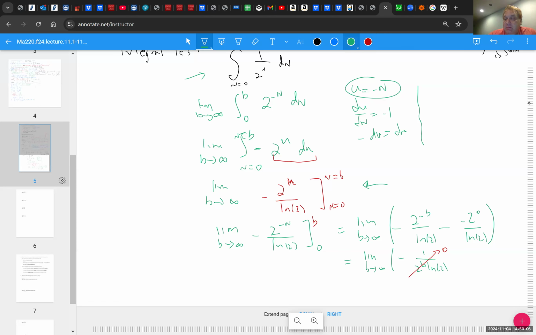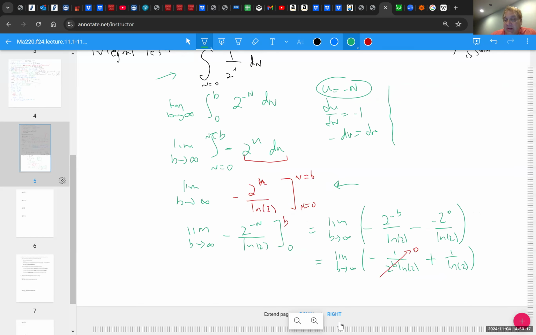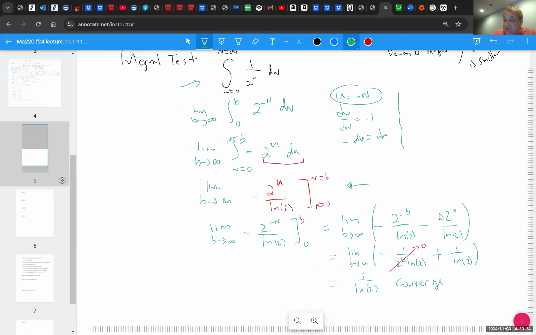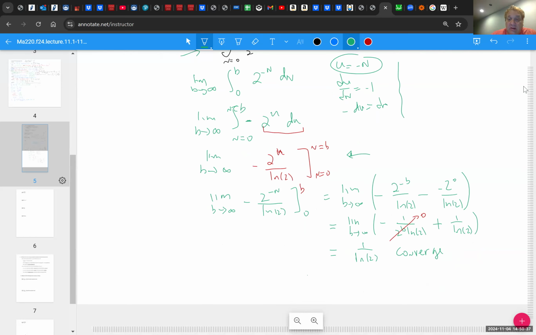A minus is a plus. 2 to the 0 is 1 over ln2. 1 over ln2 doesn't have anything to do with b. So that is a finite, or a converging, integral. So this is equal to 1 over ln2. So it converges. So if the integral converges, then we know that the series converges.